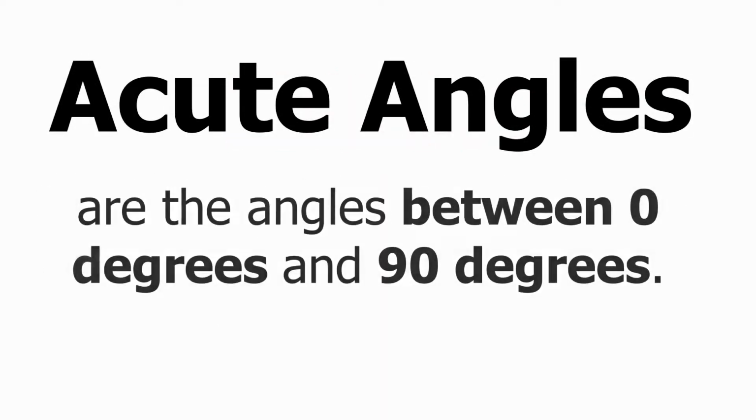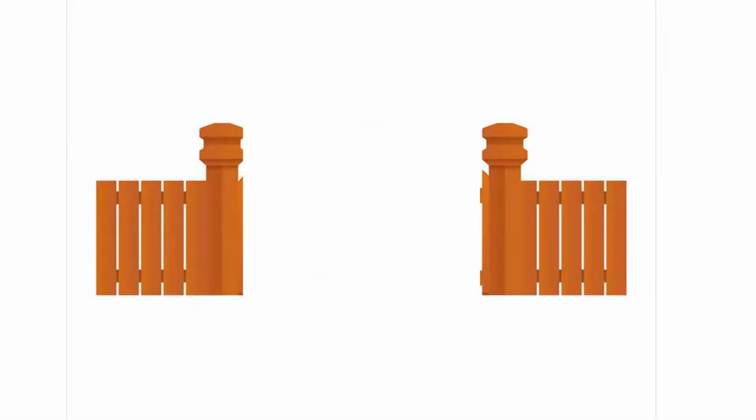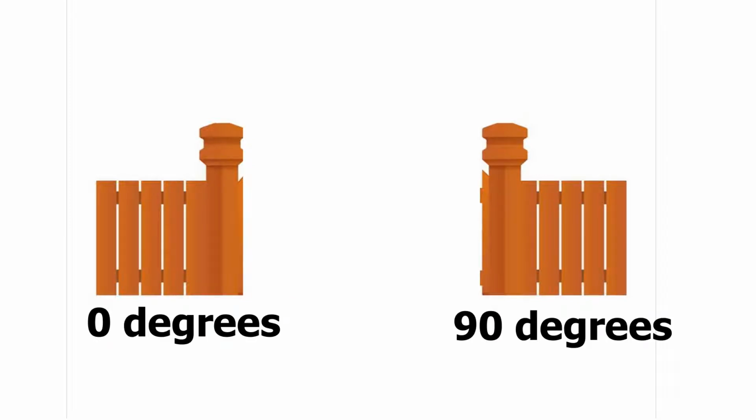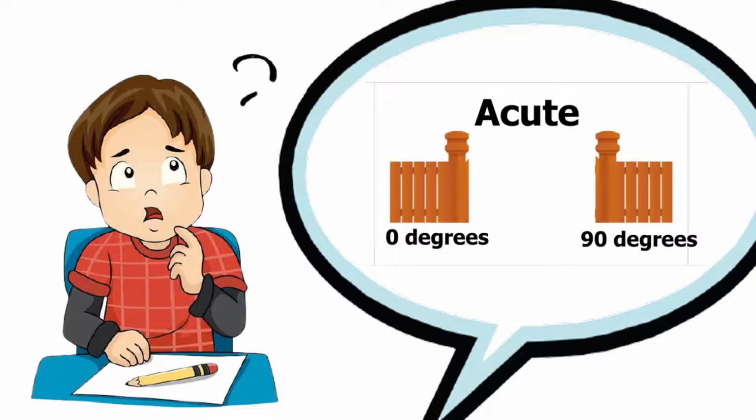These are the angles that are between 0 degrees and 90 degrees. Acute angles are the angles between 0 and 90 degrees. Imagine there's a gate and a gateman opens the gate. One side is 0 degrees, the other side is 90 degrees. That space in between the gates are the acute angles. From 1 degree to 89 degrees, they are all acute angles. So when looking at acute angles, try to paint that picture in your mind.